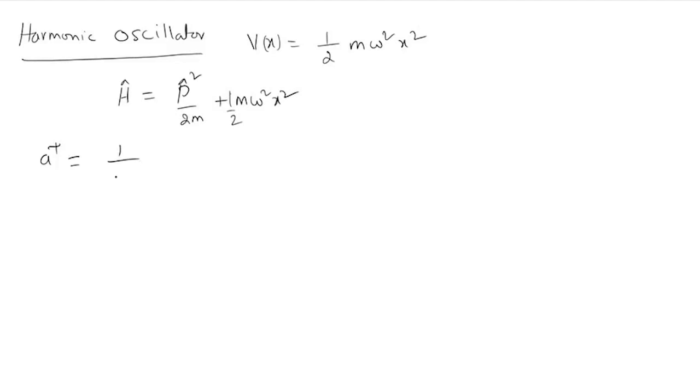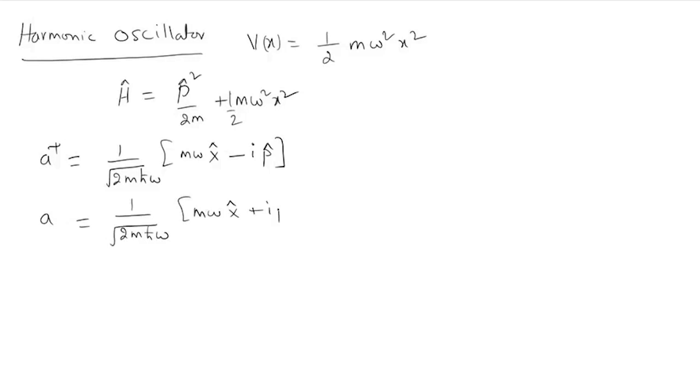A dagger is square root of 1 over 2m h cross omega times (m omega position operator minus i momentum operator), and then there is the A. A is written as the same thing, with m omega x plus i p cap, and then your Hamiltonian becomes h cross omega times (A dagger A plus half).